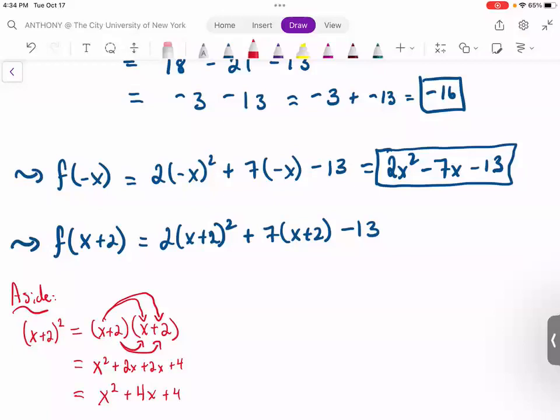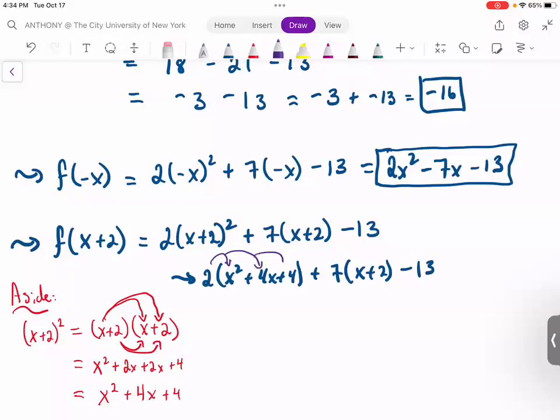So I'm going to factor that back into my expression. So what we're going to get here is 2 times (x squared plus 4x plus 4) plus 7 times (x plus 2) minus 13. Next, you distribute the 2 inside the first set of parentheses and then distribute the 7 in the second set of parentheses. This will give us 2x squared plus 8x plus 8 plus 7x plus 7 times 2, which is 14, minus 13.